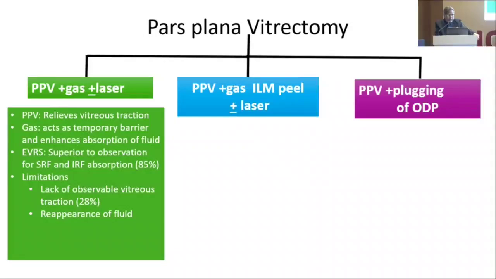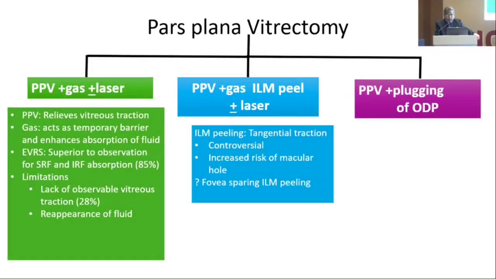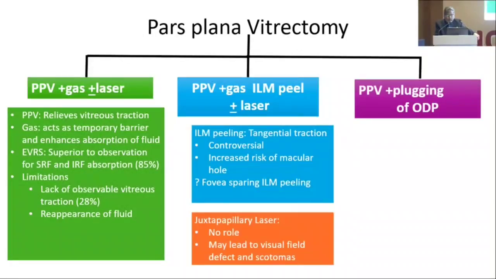So PPV will release the vitreous traction. Gas acts as a temporary barrier. One of the European studies found gas has a better prognosis. This I have learned over the last 5 years. Otherwise, there is no need to put the gas, only laser, because this causes a tamponading effect and absorption of fluids. ILM peeling, as we earlier used to do, no longer.